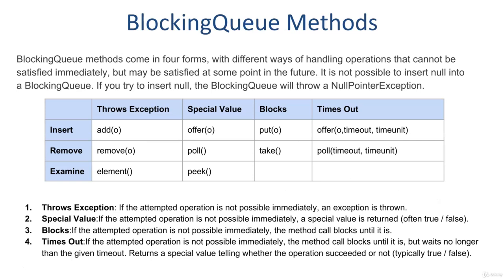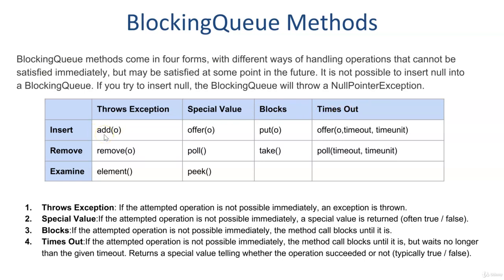Blocking queue methods. Blocking queue methods come in four forms with different ways of handling operations that cannot be satisfied immediately but may be satisfied at some point in the future. It is not possible to insert null into a blocking queue. If you try to insert null, the blocking queue will throw a NullPointerException. So in this chart, on the left hand side, I have listed down the common operations: insert, remove, and examine. And on the top, there are four ways of handling operations. The first one throws an exception. The second one returns a special value like true or false. Third one, whether it blocks or not. And the fourth one, whether it times out, it provides a timeout.